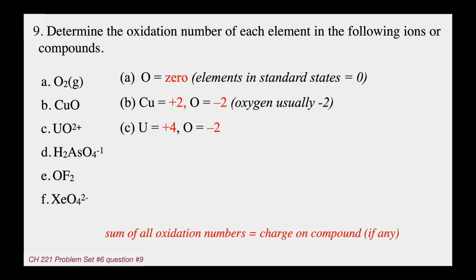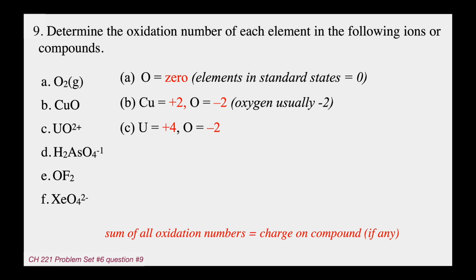D. Oxygen, like we've talked about already, almost always -2. Hydrogen, almost always +1. There are rare things called hydrides. Hydrides are a metal hydrogen compound. This is definitely not a metal hydrogen compound, so like most of the time, hydrogen will be +1. Now, the 2 +1 hydrogens plus arsenic, and arsenic can be all over the place, plus 4 -2 oxygens, all of that together equals -1.